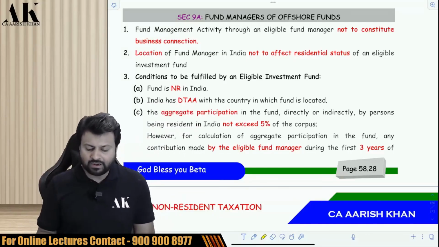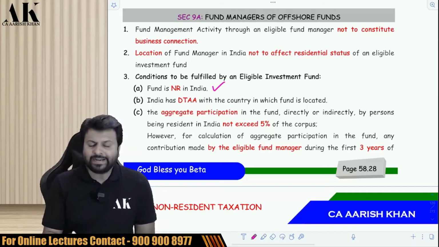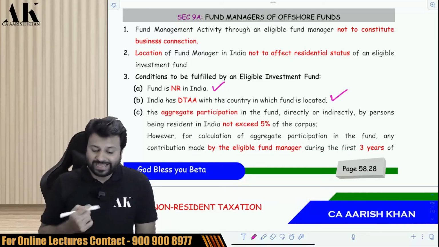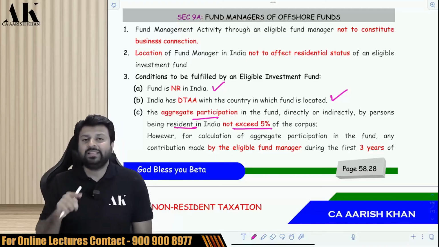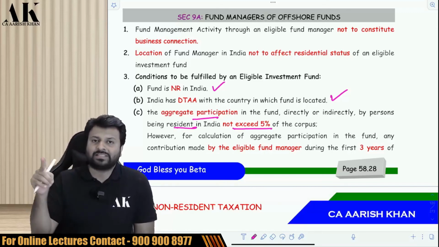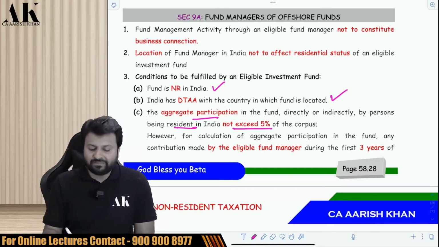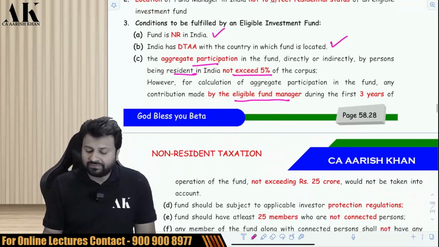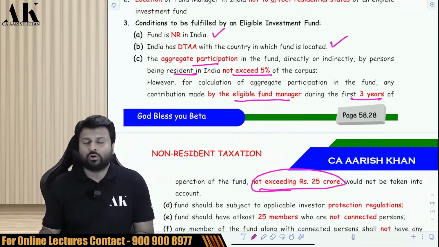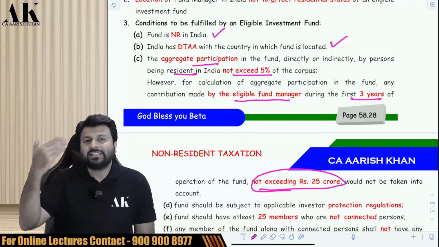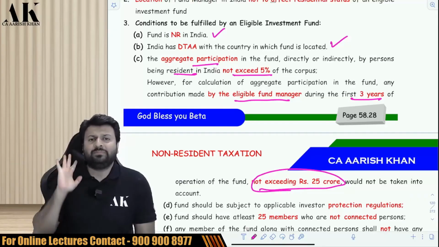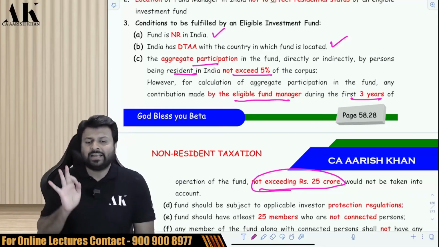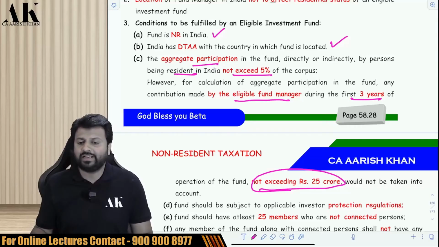First condition, the fund has to be a non-resident in India. Second condition, the fund has to be of a country with which India has a DTAA. Third condition, the aggregate participation of the residents in the fund should not exceed 5%. It means the Indian investor should not be more than 5% in the fund. But if the Indian investor is a fund manager, it is allowed for the first 3 years to invest up to 25 crore rupees. So it means if a fund manager is investing in the fund up to 25 crore rupees, it is allowed even though it is crossing the 5% criteria. The 5% criteria is not applicable to a fund manager for the first 3 years of the fund.